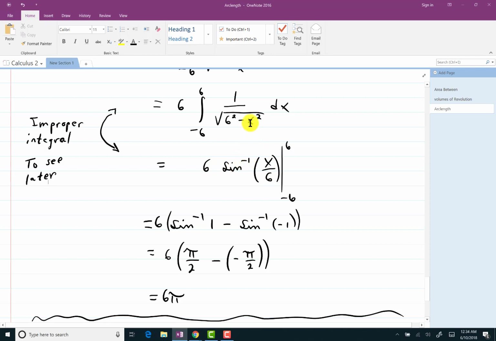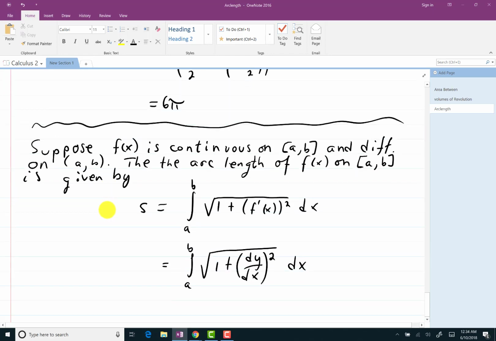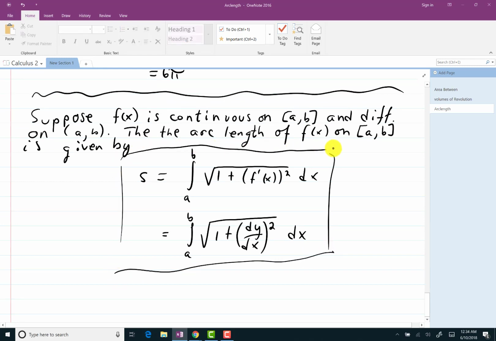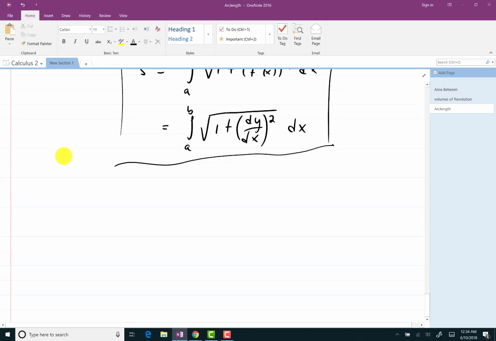You notice we didn't do anything special. I didn't even think about the 6 and the negative 6 when I plugged them in. But you should, of course. So anyways, our method that we're going to use for the arc length, the letter S, is going to be either one of these. It just depends. If I'm given f of x, I'll use this guy. If the function is given y equal to something, I'll use this. So we'll go ahead and do some examples with those.